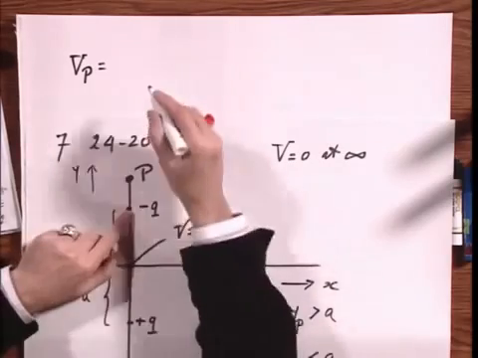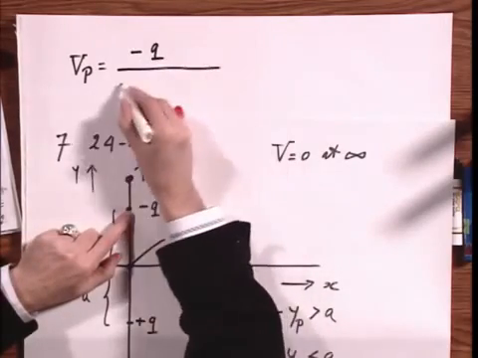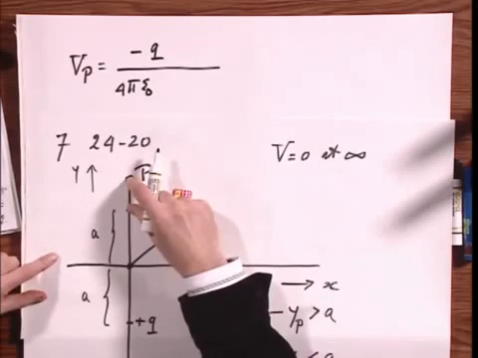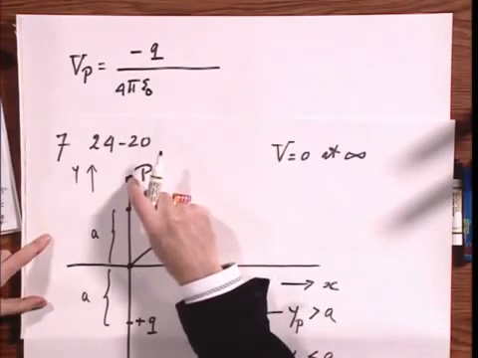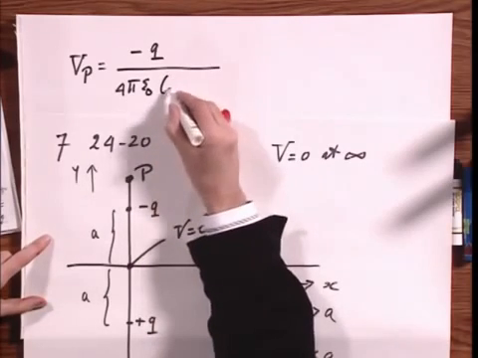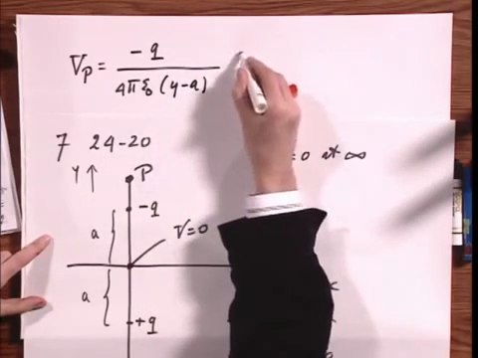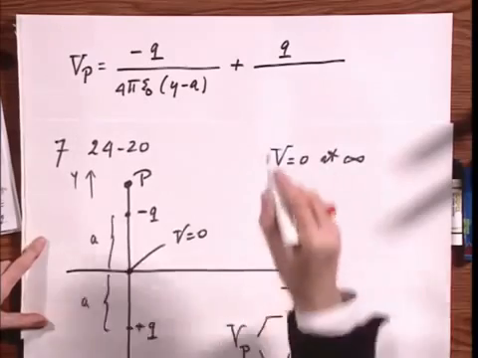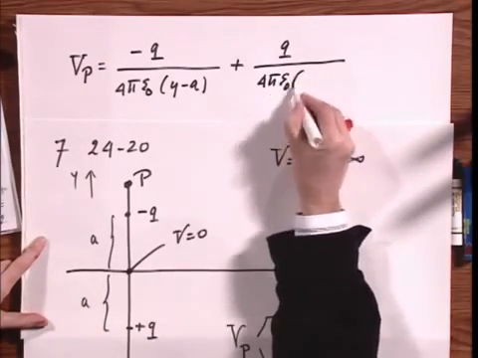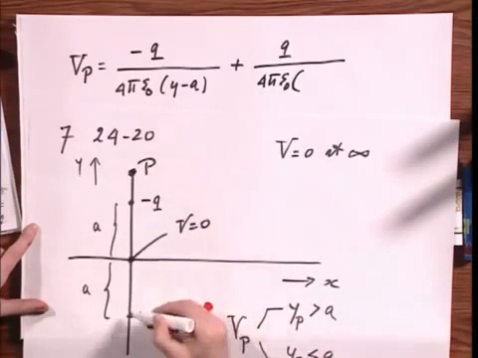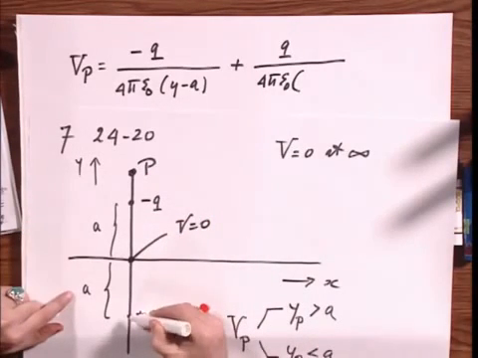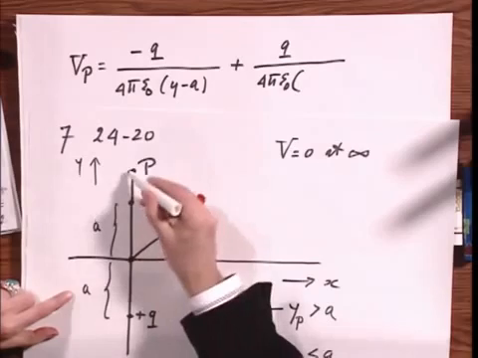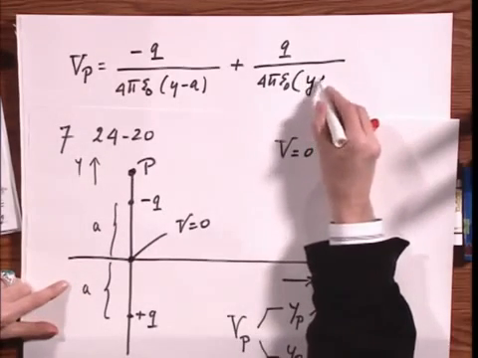Let's first do this one. So that equals minus q divided by 4 pi epsilon 0. And now I have to take the distance between these 2 points, which we have called r earlier, and that is y, if y is the position of P, minus a. So y minus a. Plus, because this has a plus charge, plus q divided by 4 pi epsilon 0 times the distance from here to here. Now the distance from here to here equals a plus y. So we get y plus a.